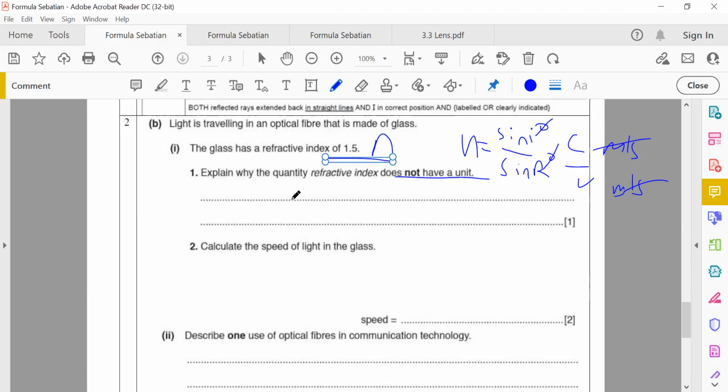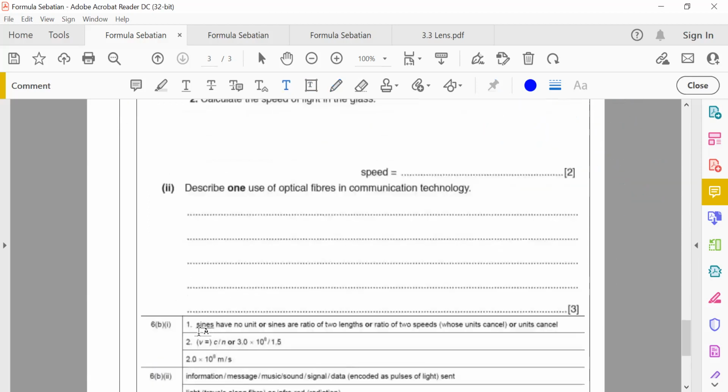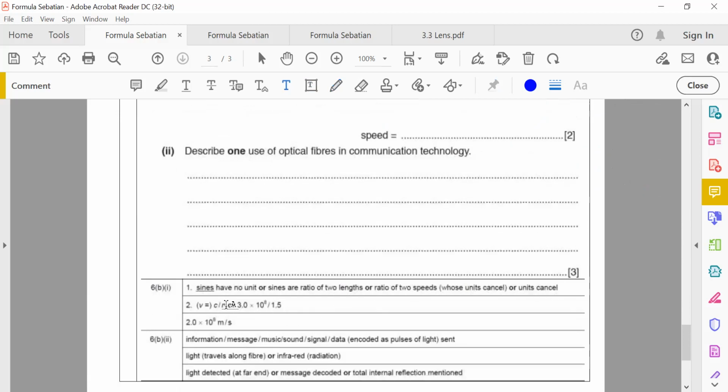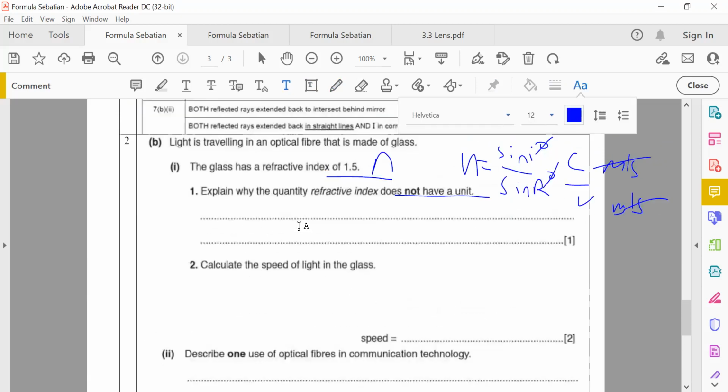So if you are asked to explain why there is no units for refractive index, you have to mention something like they have the same units and thus cancel off each other, or anything that the question is going to give, right? Since sines have no units, sines are ratios, they cancel off each other. Look at the mark scheme also, it's super vague, all right? Anything that has units canceling off each other. But of course, if I were to write down, I'll write something like the units are the same for both formulas.